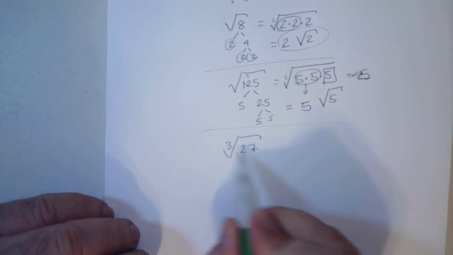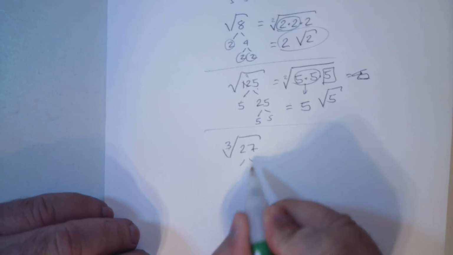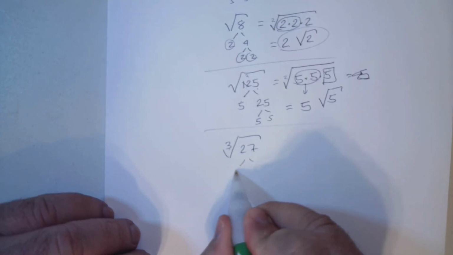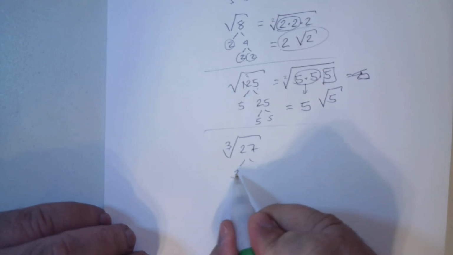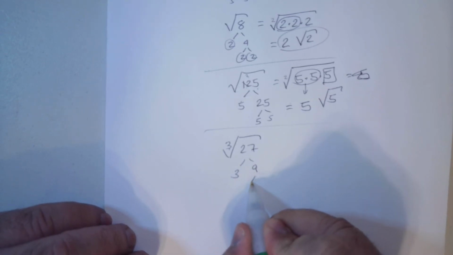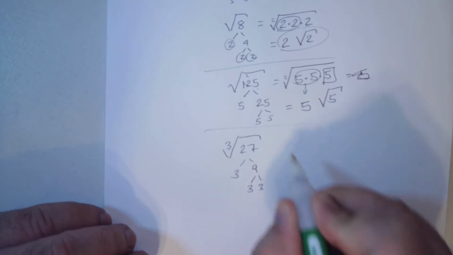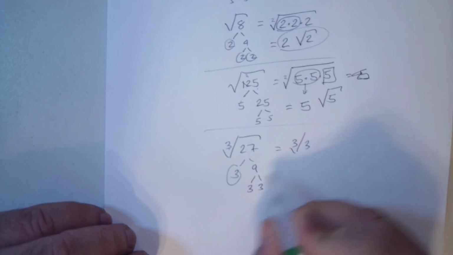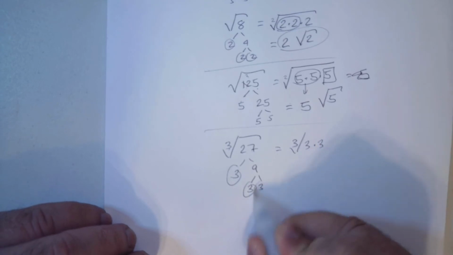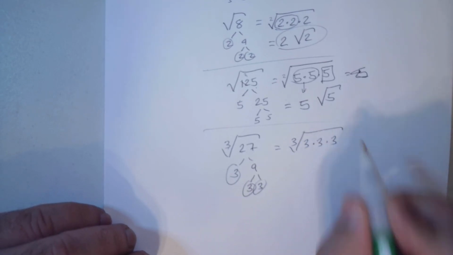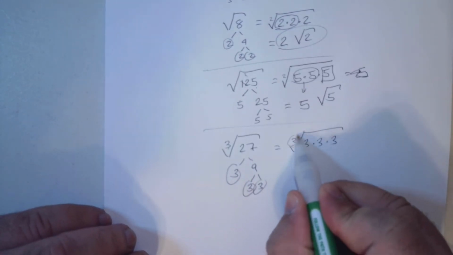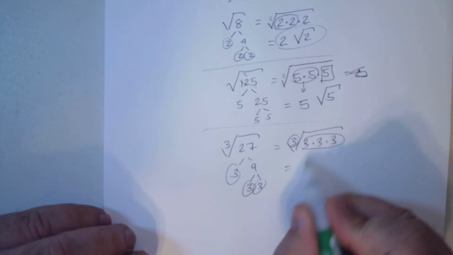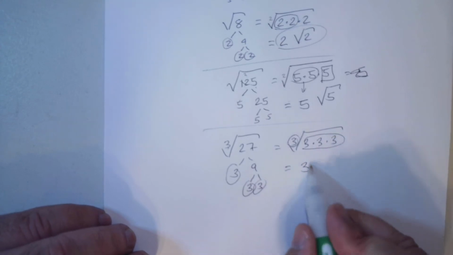Cube root of 27. 2 plus 7 is 9, so this number is divisible by 3. 3 goes into 27 9 times. 9 is 3 times 3. So it's 3 times 3 times 3. This one says I need 3 of a kind. So there's 3 of a kind. So they come out of there. There's nothing left. There's your answer.